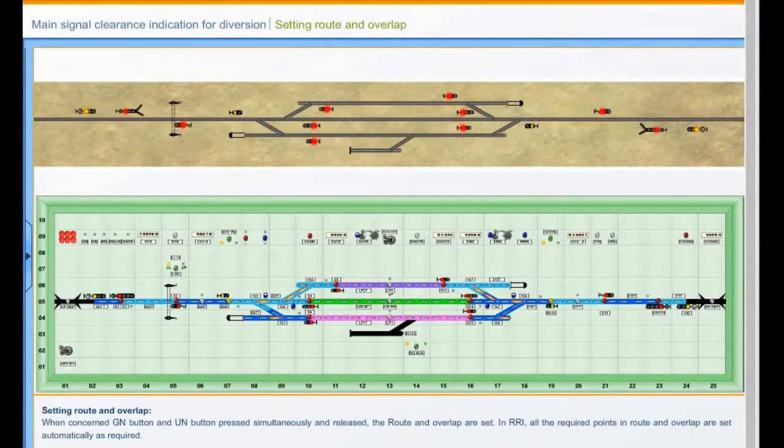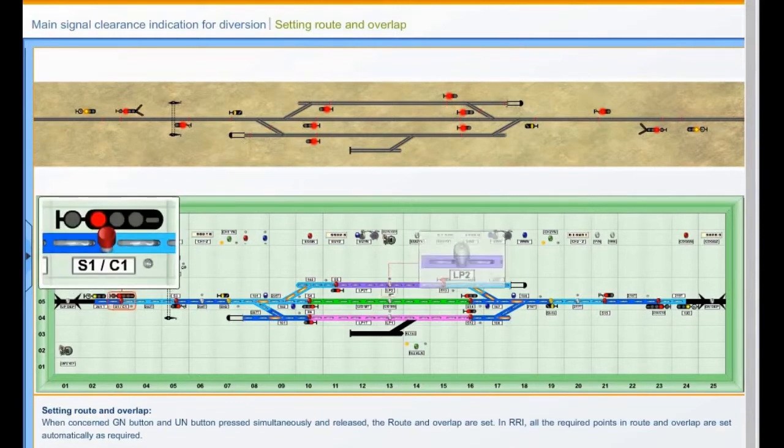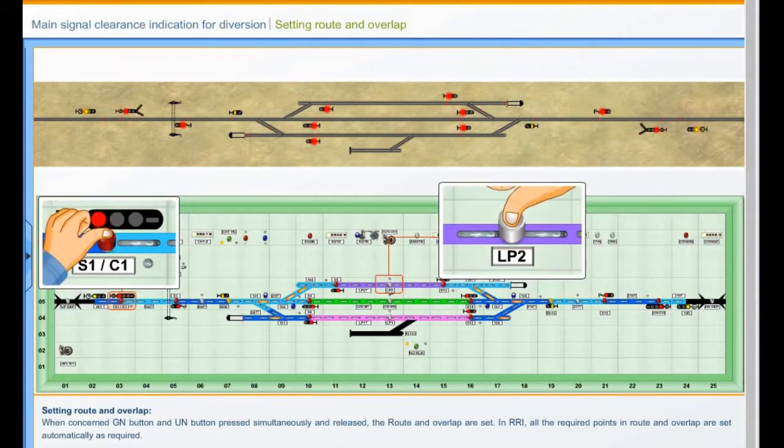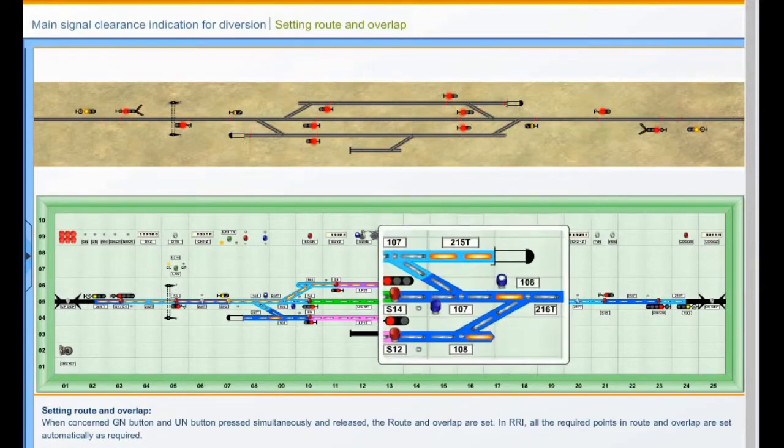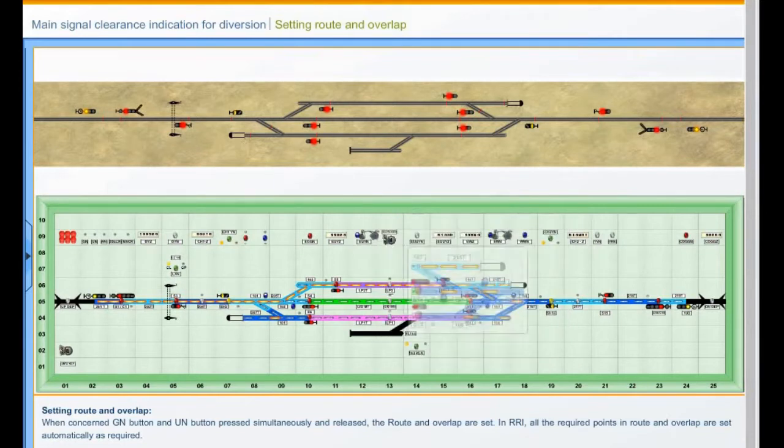Main signal clearance indication for diversion. Setting route and overlap. When concerned signal button GN and route button UN are pressed simultaneously and released, the route and overlap are set. In route relay interlocking, all the required points in route and overlap are set automatically as required.